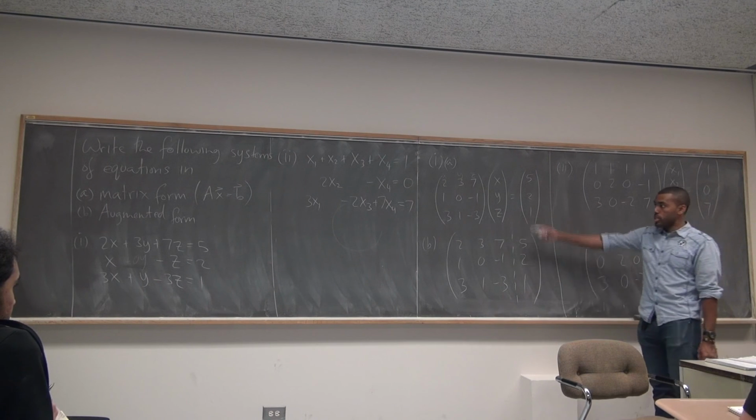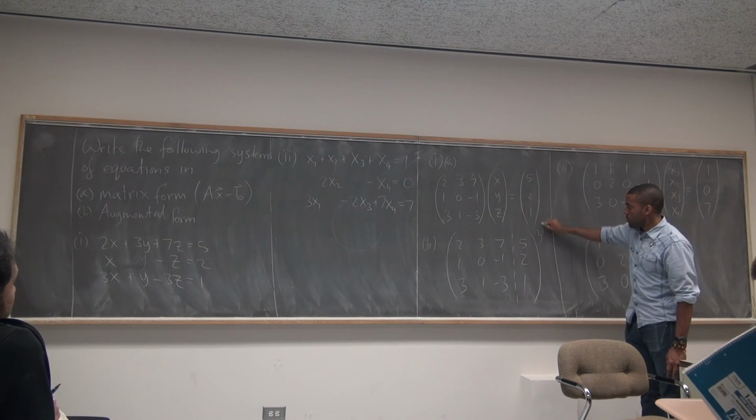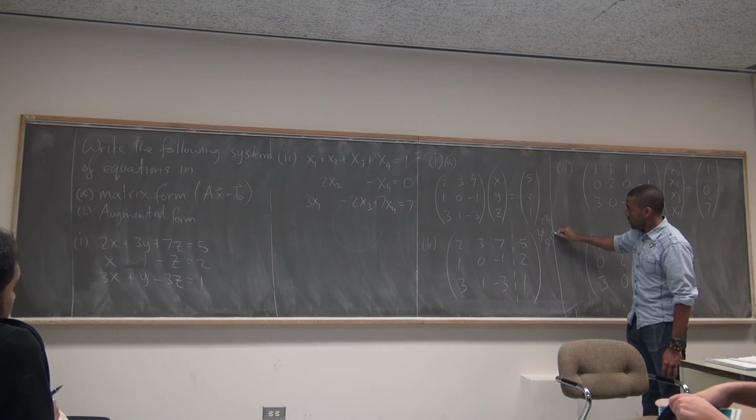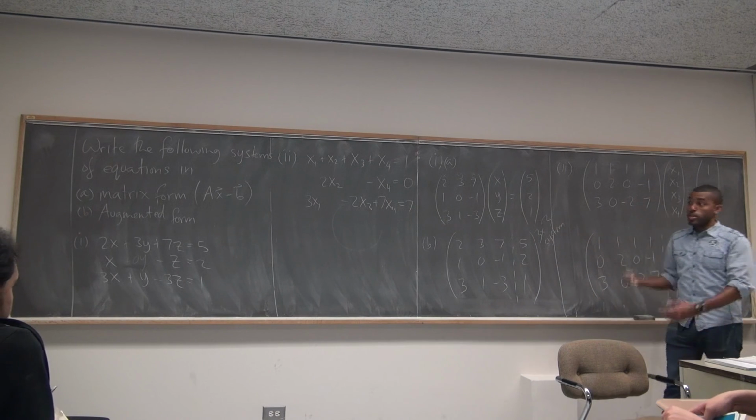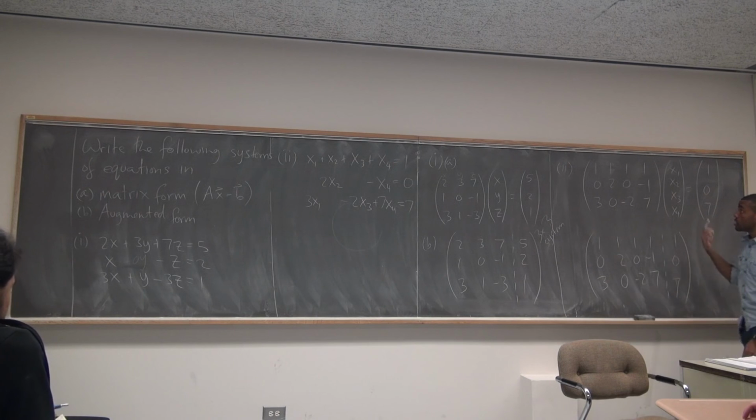What size system is this? This is a 3 by 3 system. So if I say we have a 3 by 3 system of equations, I mean I have equations of this size. And this one is a 3 by 4 system of equations.